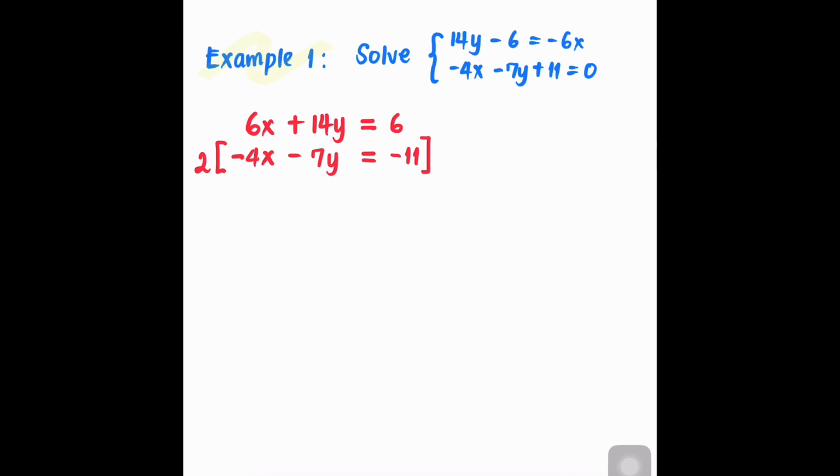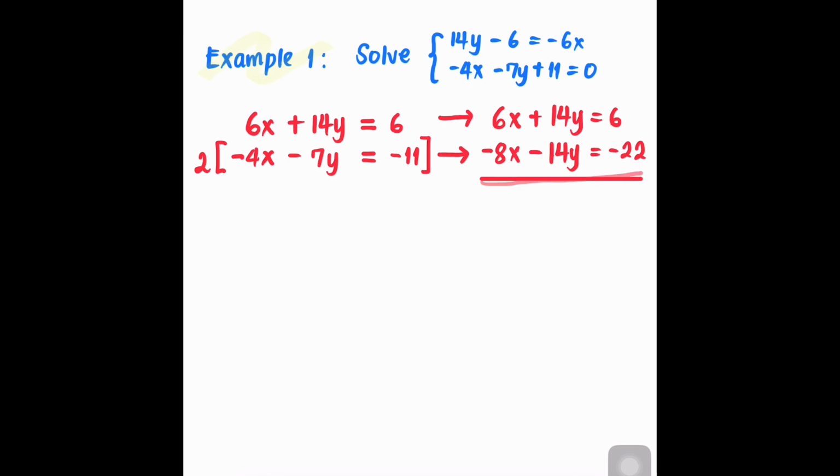So both left and right. So for equation 1, I don't do anything, so I just rewrite it. And for the second equation, I need to multiply each term by positive 2. So 2 times negative 4x is negative 8x. 2 times negative 7y is negative 14y. 2 times negative 11 is negative 22. And proceed to adding them.